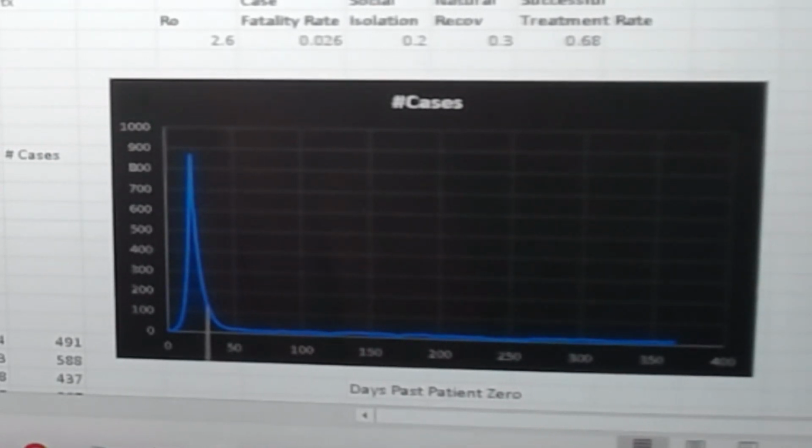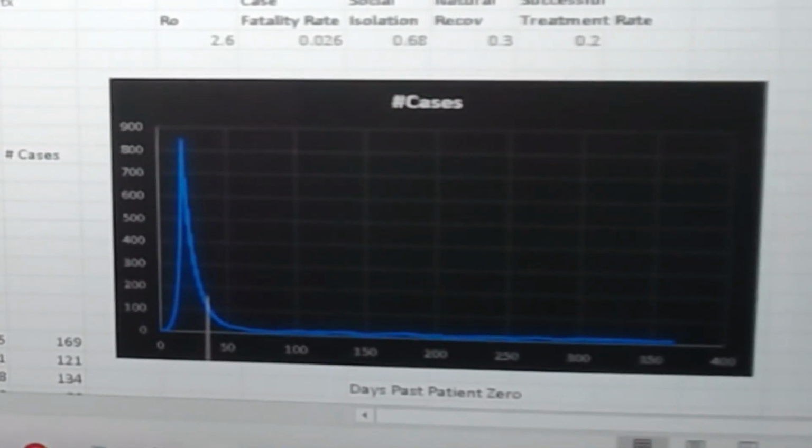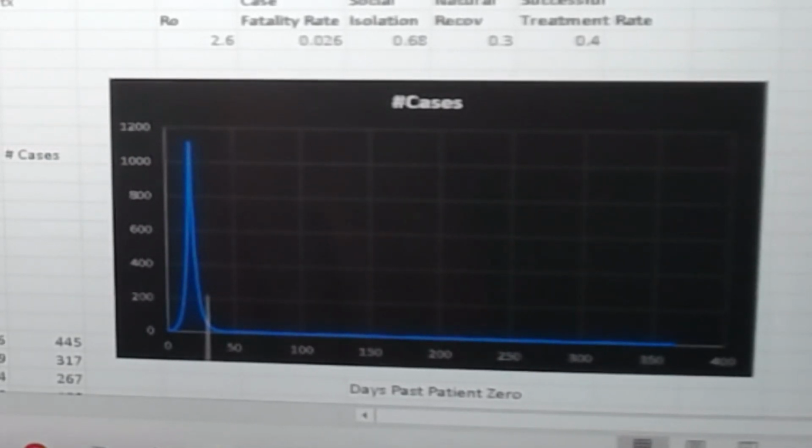Well, let's flip that. Let's go to social isolation of 0.68 and go to treatment of 0.2. Okay, similar curve, more buzz. It looks like there's a little bit larger number of cases that persist over time that way. If we go to a treatment efficacy of 0.3, a better treatment is 0.4. Now that we have social isolation going on too, 0.5.